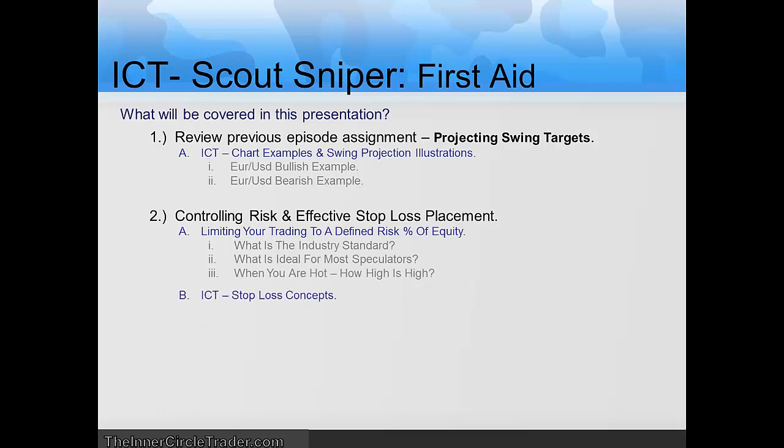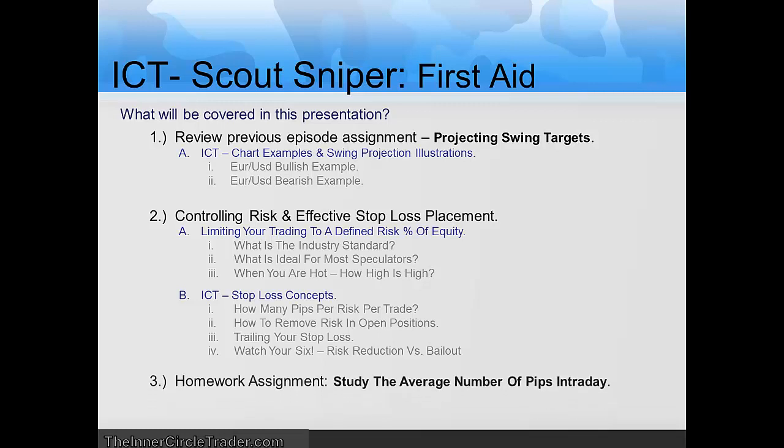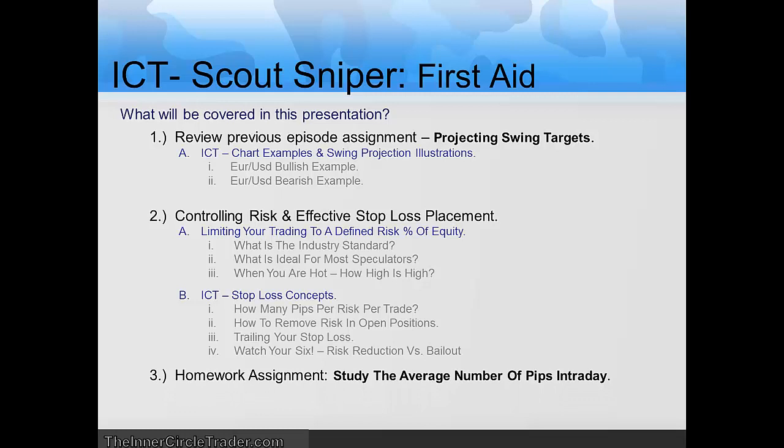And we're going to be looking at stop loss concepts and how many pips per risk per trade. I get this a lot in email. And how to remove risk in open positions, trailing your stop loss, and watching your six. Okay, we're going to be looking at risk reduction versus bailout. And we'll have another homework assignment. We're going to be studying the average number of pips intraday.